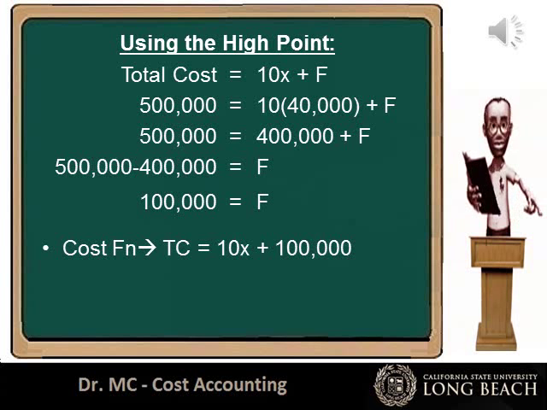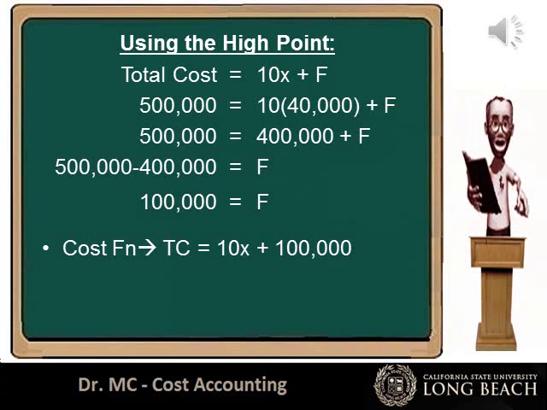Using the data for the highest activity month, you get $500,000 equals $10 times 40,000 units plus the fixed costs. This becomes $500,000 equals $400,000 plus the fixed costs. When you move the $400,000 to the other side of the equation, you get $100,000 equals the fixed costs.